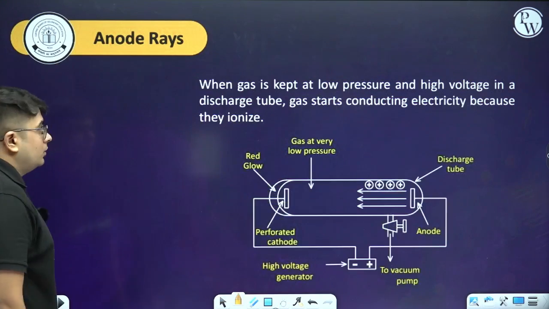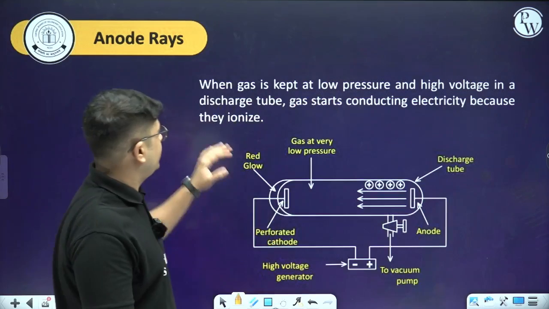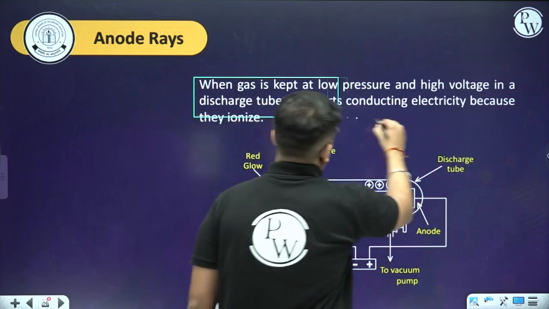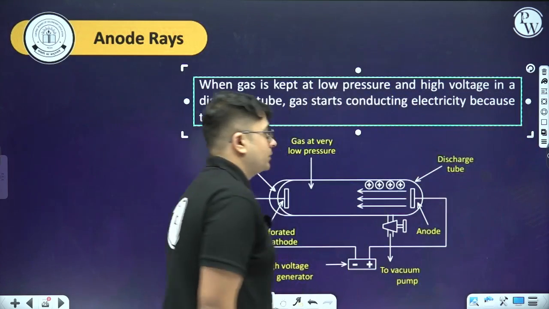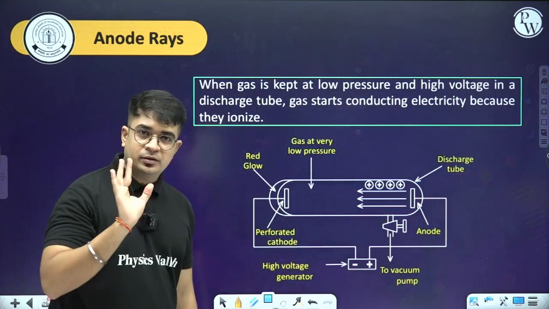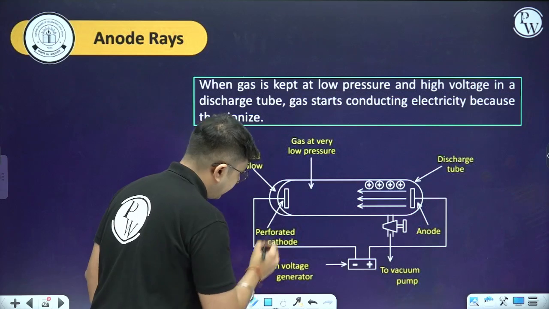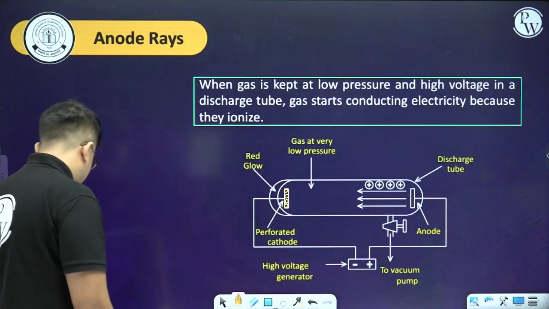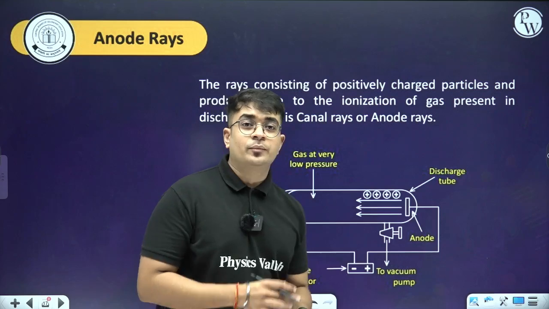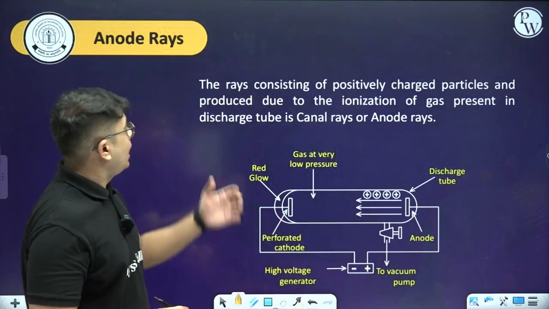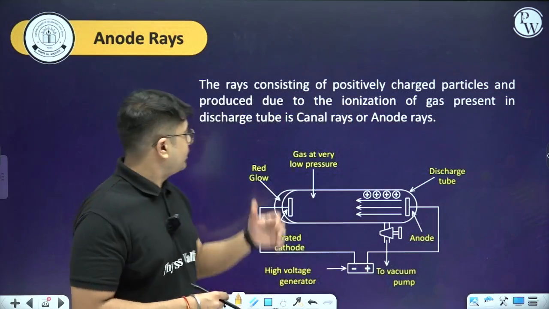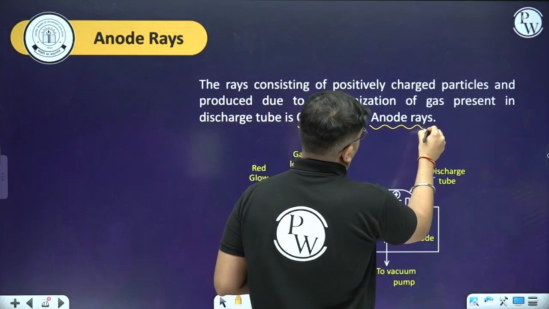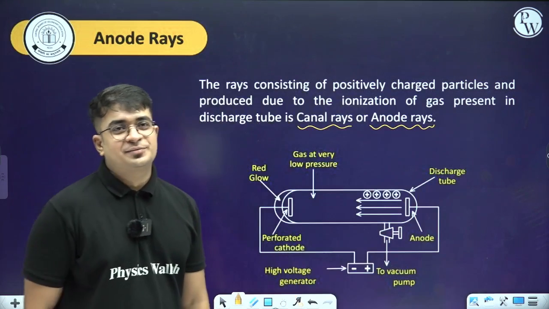Now, when a gas is kept at low pressure and high voltage in a discharge tube, the gas starts conducting electricity because of ionization. Same type of explanation for this part also. The experimental setup was also the same, but in this case you have this perforated cathode. So the rays consisting of positively charged particles are produced due to the ionization of gas present in the discharge tube, and they named them canal rays or anode rays. I hope this part is clear to everyone.